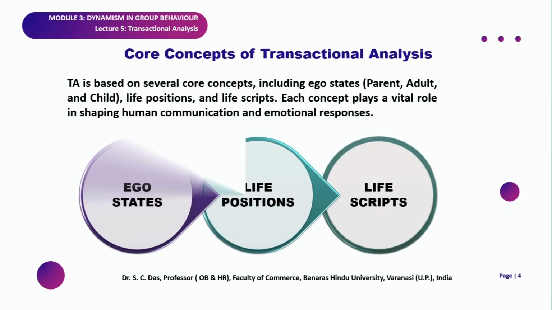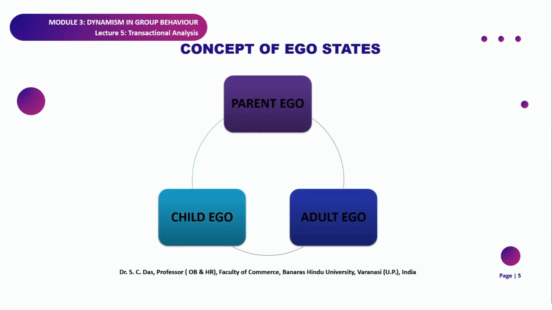Now see the core concepts of transactional analysis. There are three different things under transactional analysis. Ego states: that is understanding the different types of ego, namely parent, adult and child ego. Also life position: what your mindset is the moment you are communicating. Life script: it is exactly where you are adopting some kind of communication mechanism, some kind of belief system. So one by one we can see the concept of ego state.